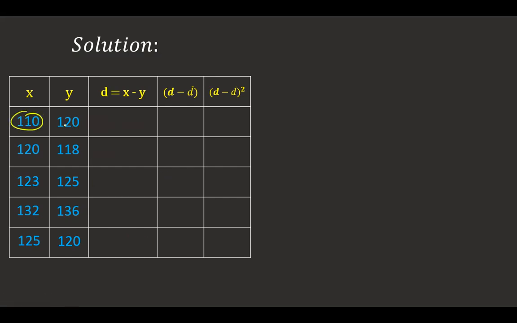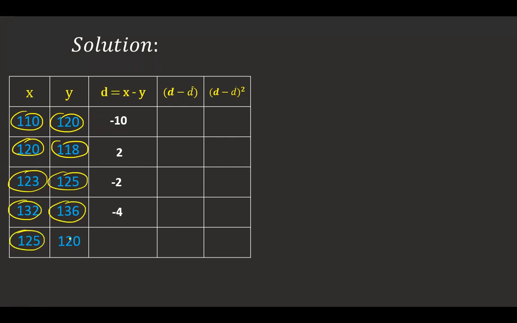How? 110, 120, my difference comes 10. 120, 118, the difference comes 2 here. 123 minus 125, the difference comes minus 2. 132, 136, the difference comes minus 4. 125, 120, the difference comes 4.